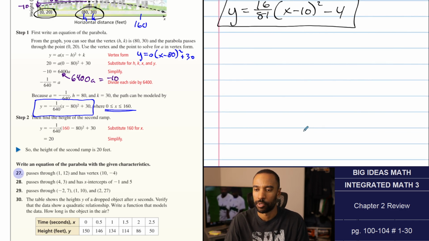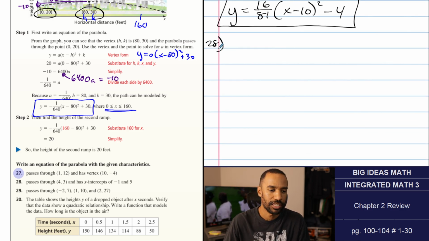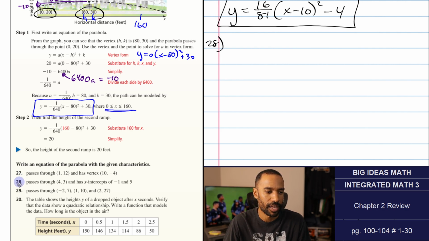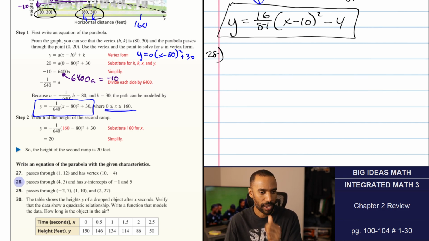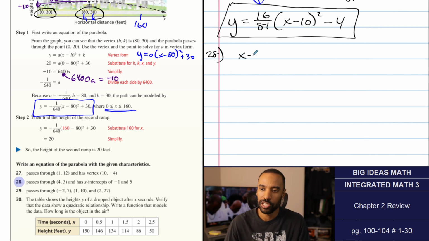Let's go and move forward to number 28. And this time we are not going to use vertex form. So they didn't do an example like this one. Of course, the whole section did, and they only do so many examples. That's why we have this problem to do. So we have x-intercepts of -1 and 5.